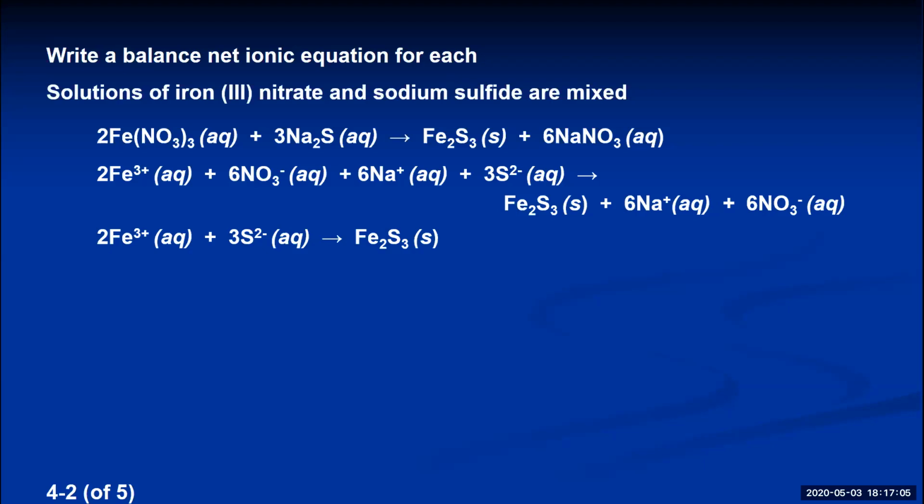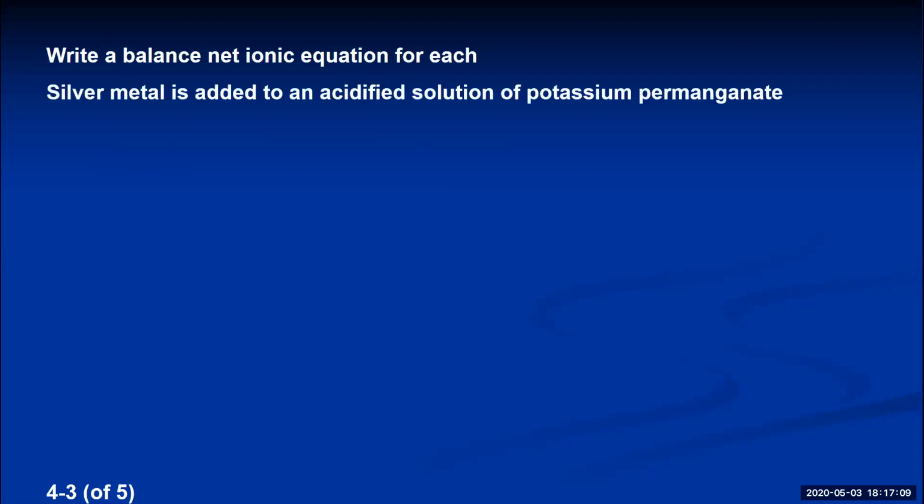The third and final reaction I would like you to write a balanced net ionic equation for is the reaction of silver metal being added to an acidified solution of potassium permanganate. This is an element and a compound, which generally means a replacement reaction. But if you're going to have a replacement reaction, the elemental substance has to be more reactive than the substance it's replacing in the compound. Silver is not more reactive than potassium. This is not going to be a replacement reaction.